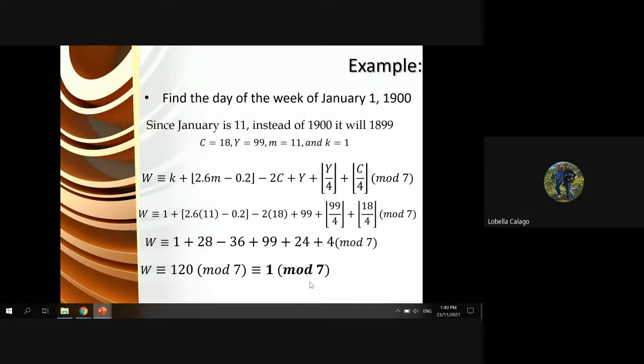So what is 1? One is Monday. Hence, January 1, 1900 is on Monday. I'm so sorry, I have a problem with my PowerPoint. Take note that Monday is 1.